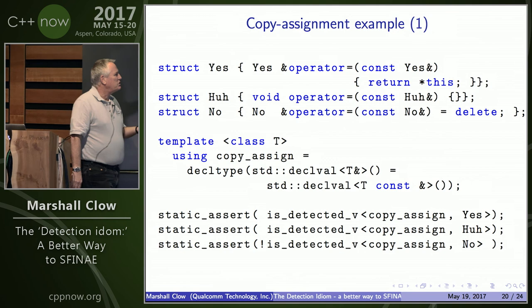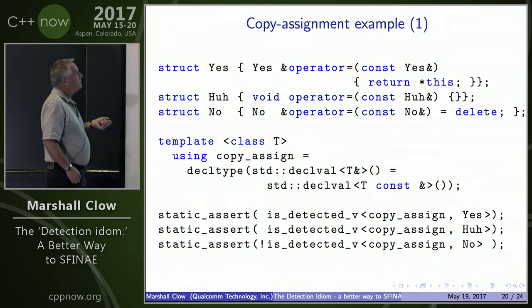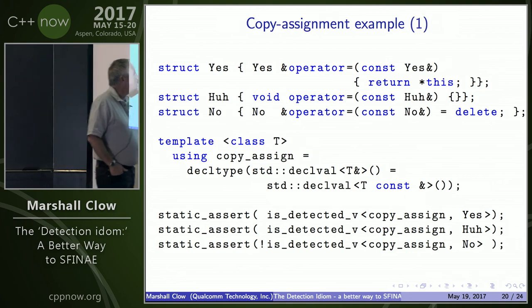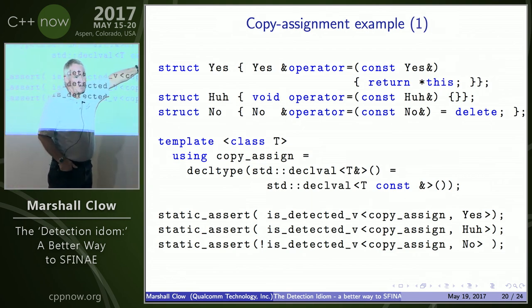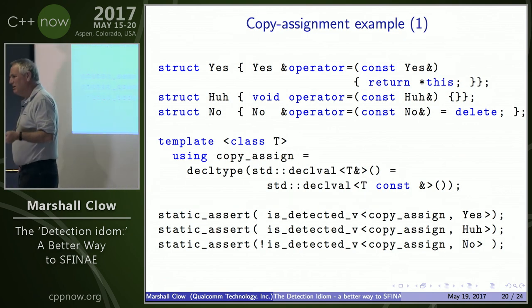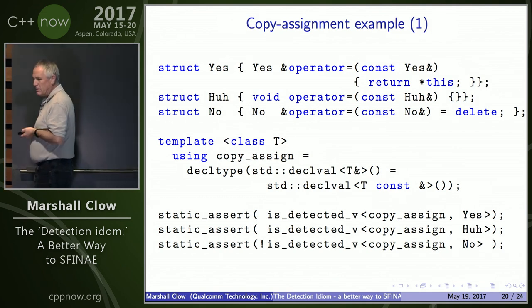And you can also test for even odder things than these. You could test for move assignments by changing this to an rvalue ref, not a non-const ref. You could see if somebody has done what auto_ptr used to do, where the copy assignment came from a non-const. Anyway, all sorts of things.